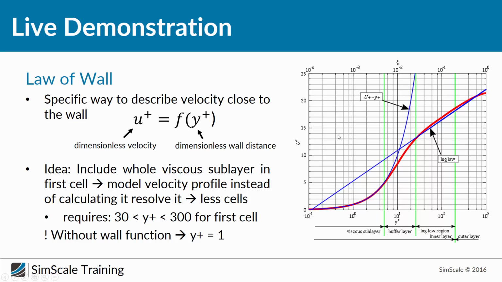The only requirement, and it depends on the simulation tool you're using, is that you need a dedicated number for y plus for the first cell. If you want to use the law of the wall, this value should be between 30 and 300. If you don't use the law of the wall and really resolve the boundary layer, you need a y plus of 1 for the first cell, which will make all your cells smaller and result in a lot more cells.